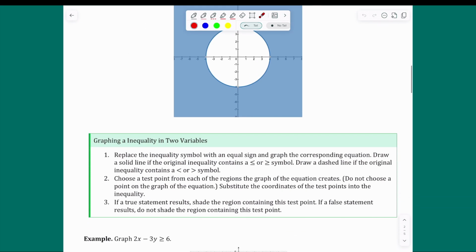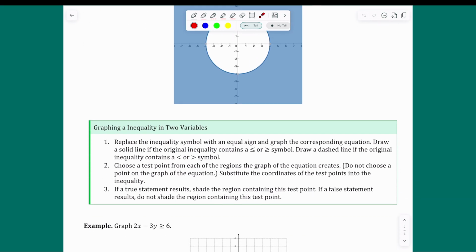All right, so the procedure is graphing an inequality in two variables. So the first step is to replace the inequality symbol with an equal sign and graph the corresponding equation. Draw a solid line if the original inequality contains a less than or equal to or greater than or equal to symbol. Draw a dashed line if the original inequality contains a less than symbol or greater than symbol.